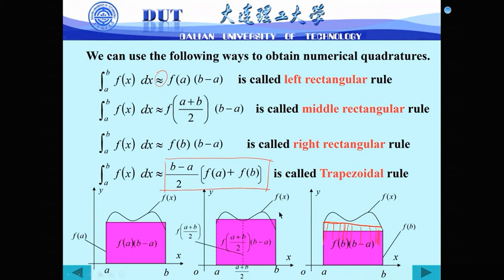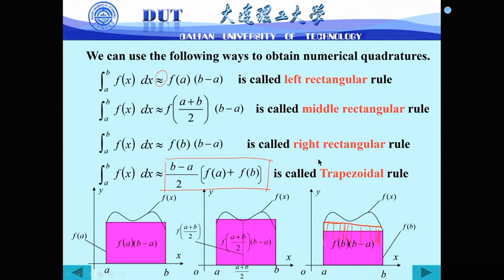And of course, we can find this rule should be better than the rectangle rule. Is it okay for you? Of course, I will explain to you how to determine the accuracy. But geometrically, we can find the trapezoidal rule should be better than the rectangle rule. Is it okay?